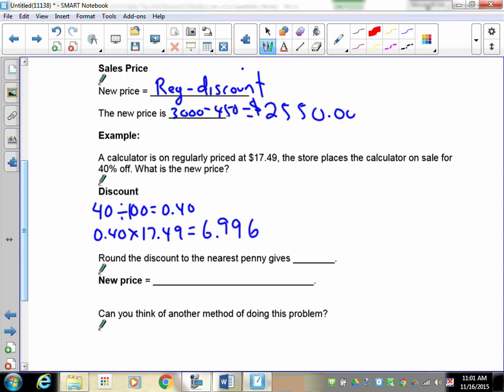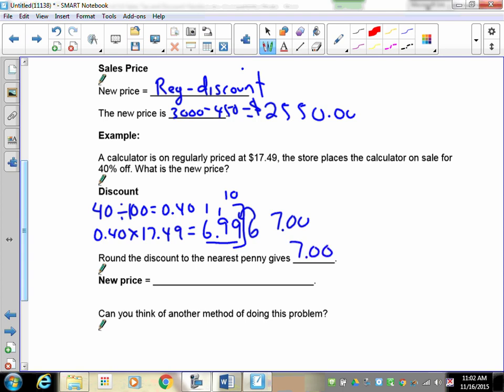0.40 times 17.49 is 6.996. Now you have to be careful here. I have to round it to money. Money is always two decimal places. So that means that this 6 causes this 9 to go up 1. It's going to become a 10. Now 10 carries over to this one, which becomes a 10. And that carries over to here, which adds 1, which gives me a $7. Think of it as adding 1 penny to $6.99, and it's a little bit easier for you to do it. So the discount is $7.